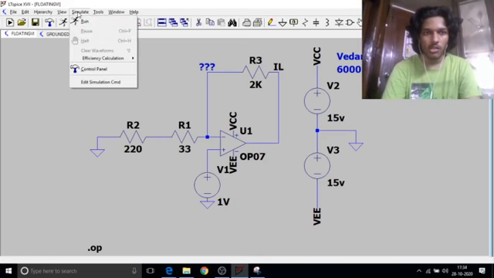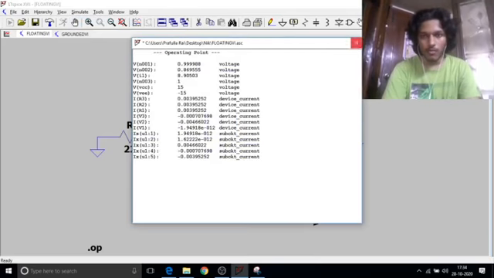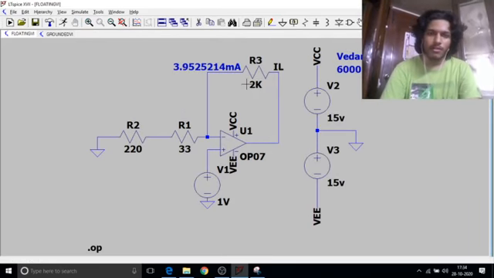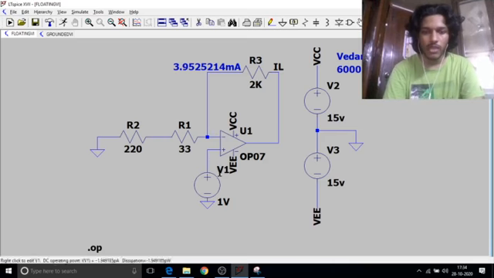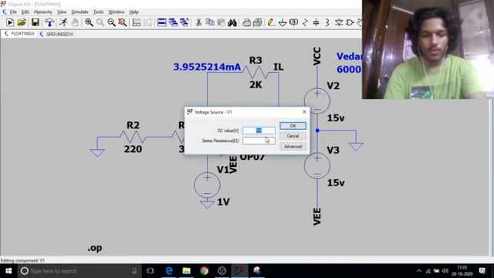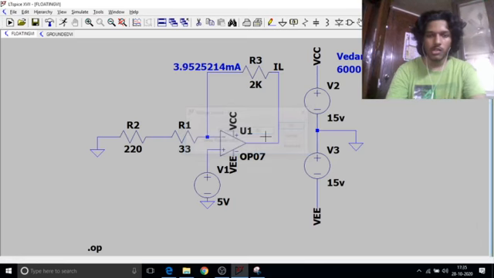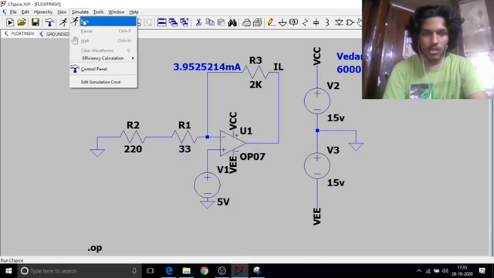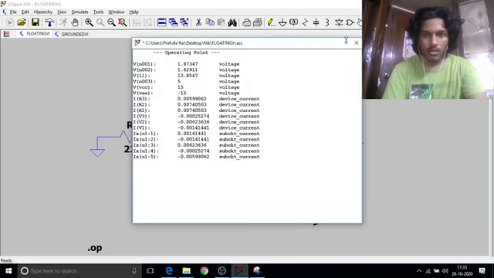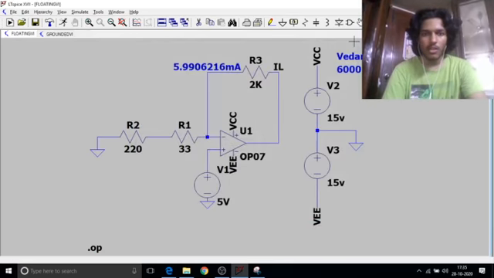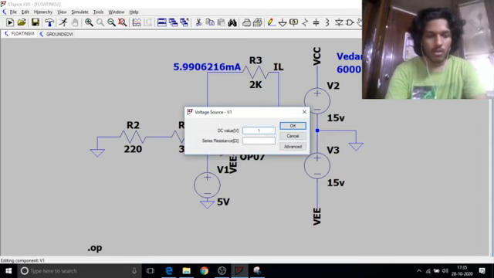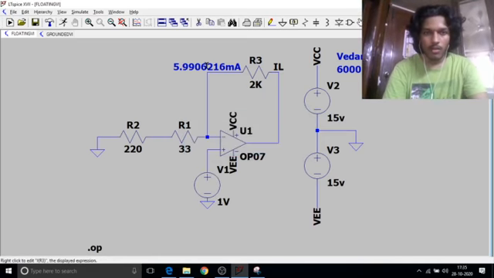I'll now run this circuit, and I have got the load current equal to 3.95 milliamperes. This is the value we are expecting. I'll now change the input. I put it as 5 volts and I run it. Then you can see that the output has become 5.99, which is what we are expecting. I'll now put it back to 1 volt and run it.